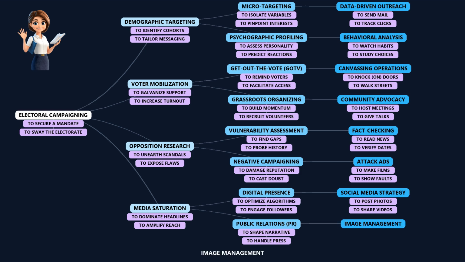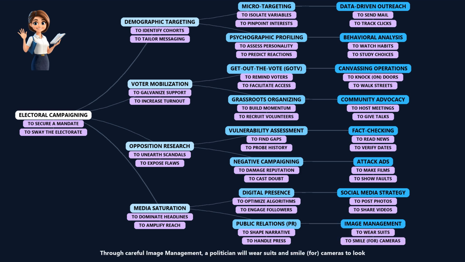Image management. Through careful image management, a politician will wear suits and smile for cameras to look like a winner. To put it simply, they're dressing and acting exactly like the kind of person you would trust to lead the country.